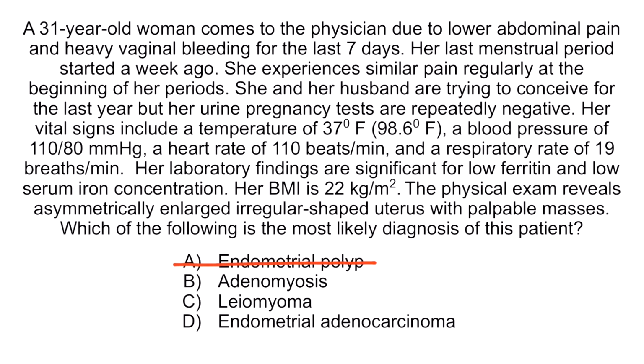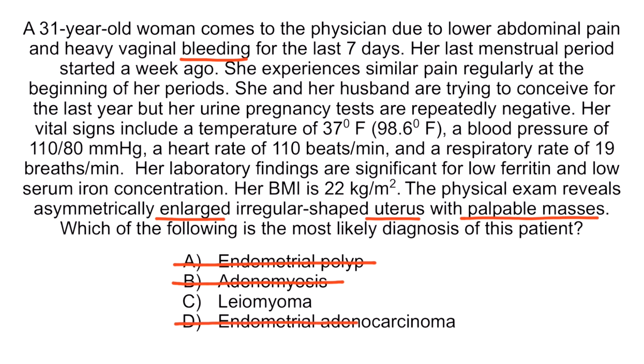Option A, an endometrial polyp, is not correct because although it can cause abnormal uterine bleeding, and it's a structural cause, it does not cause an enlarged uterus, and it certainly doesn't cause palpable masses. Remember, these polyps are in the endometrium, so they protrude into the uterine cavity, so you wouldn't feel those polyps when palpating her lower abdomen. Option B, adenomyosis, is incorrect because although it can cause abnormal uterine bleeding, it's characterized by a symmetric enlargement, not asymmetric. And you wouldn't expect those discrete palpable masses in adenomyosis either.